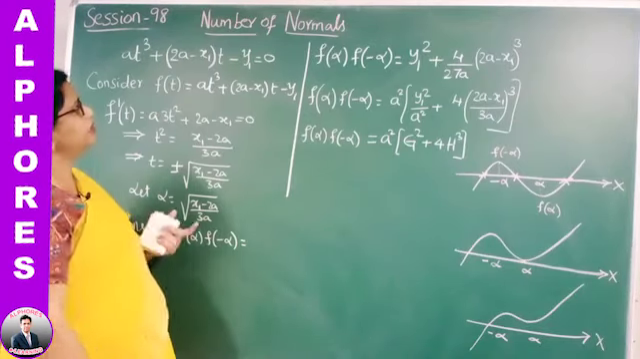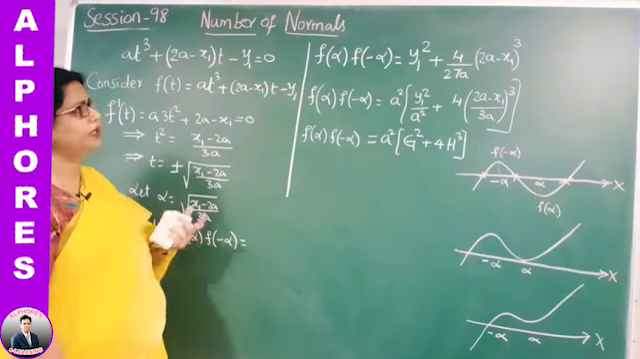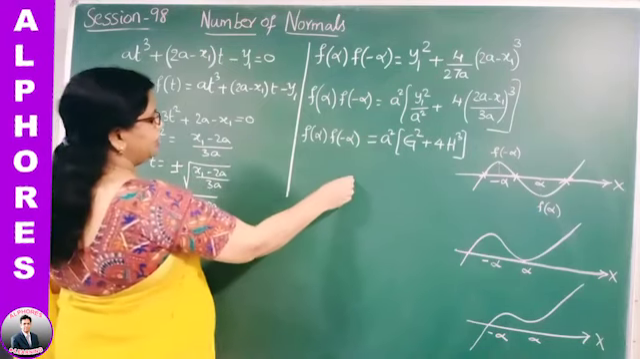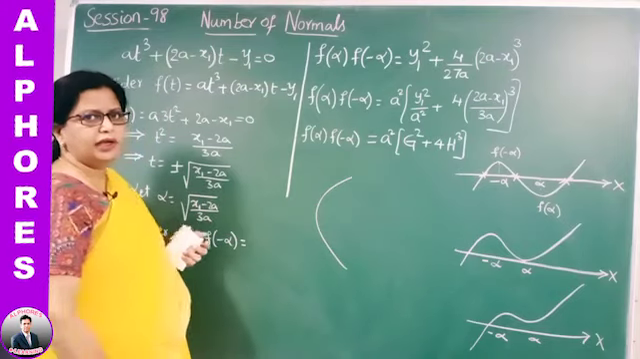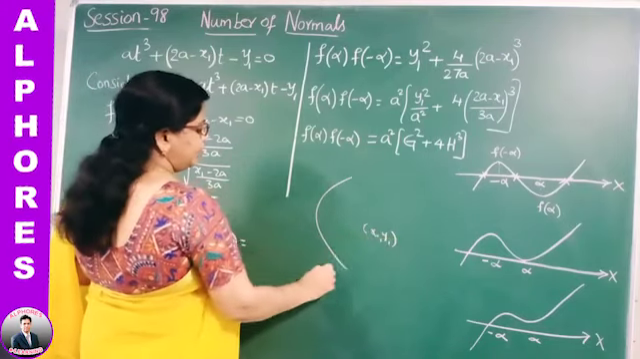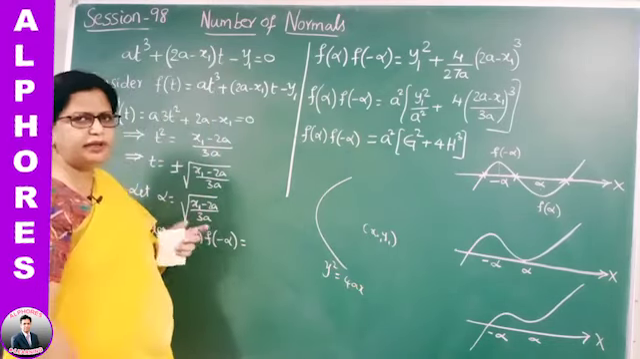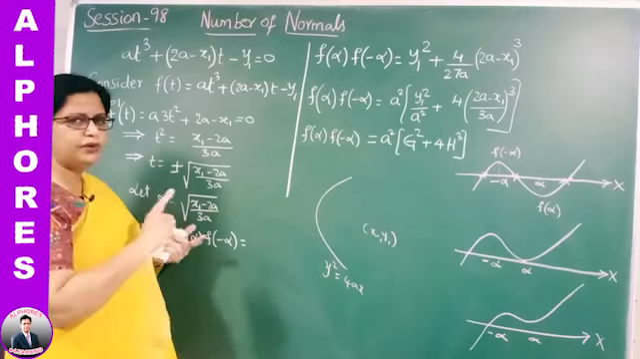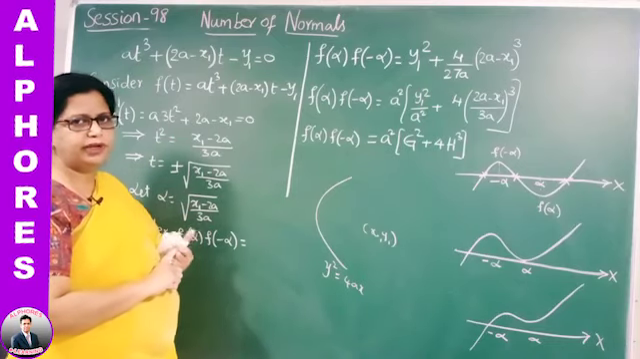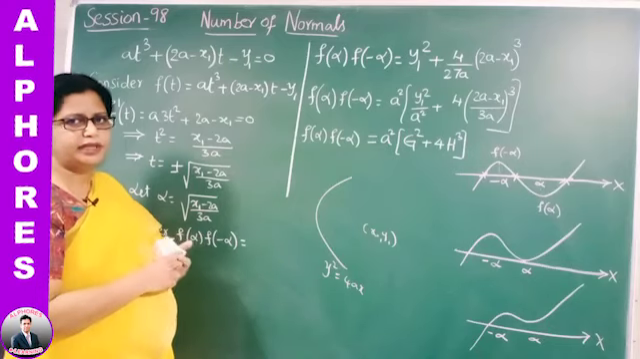Now students, let's observe the concept of number of normals. Suppose a parabola equation is given and a point (x1, y1) is given. The parabola equation is y² = 4ax or x² = 4ay, but now we are doing the complete concept based on y² = 4ax. In the same way you can develop the concept for x² = 4ay, etc.